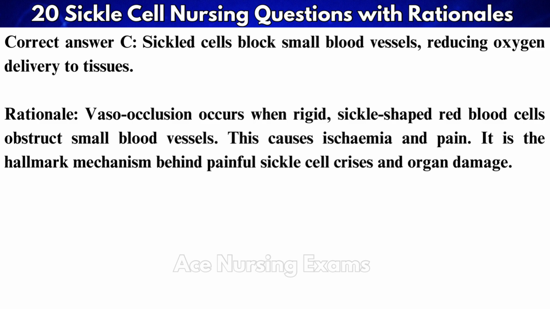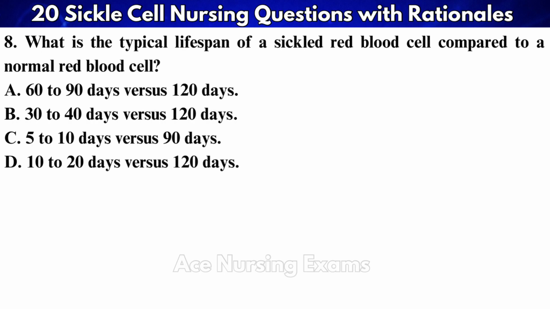Vaso-occlusion occurs when rigid, sickle-shaped red blood cells obstruct small blood vessels. This causes ischemia and pain. It is the hallmark mechanism behind painful sickle cell crises and organ damage. Question 8.